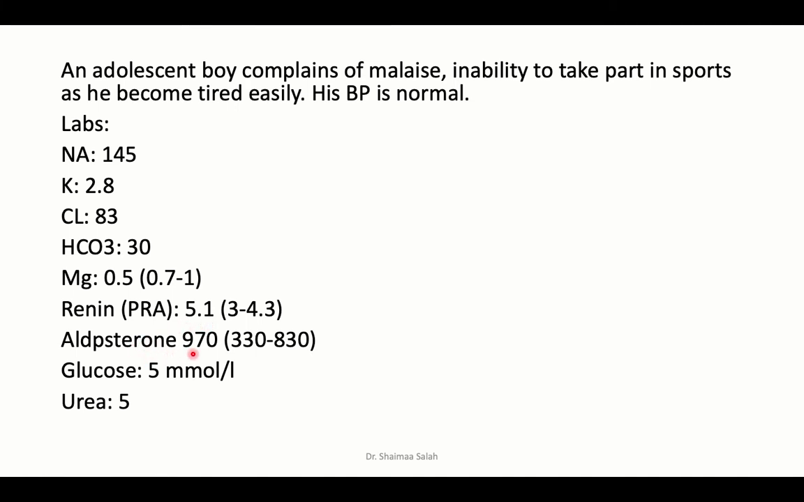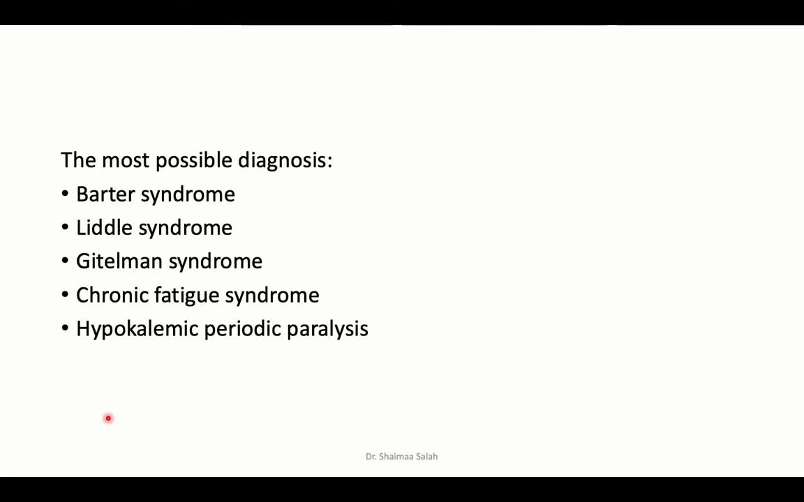Aldosterone also is high, glucose is normal, and urea is normal. So what is the most possible diagnosis? Is it Bartter-Liddle syndrome, Gitelman syndrome, chronic fatigue syndrome, or hypokalemic periodic paralysis?